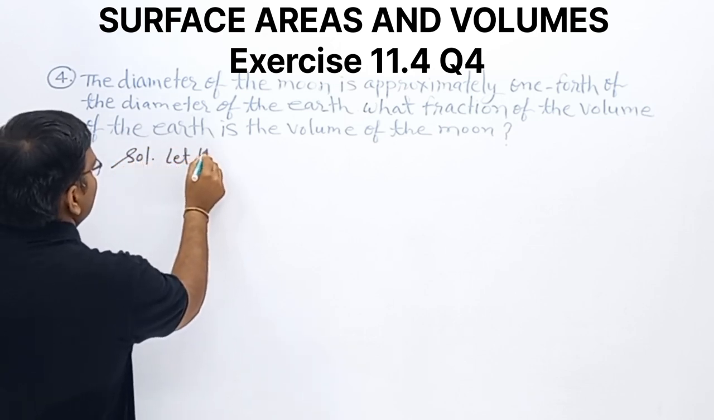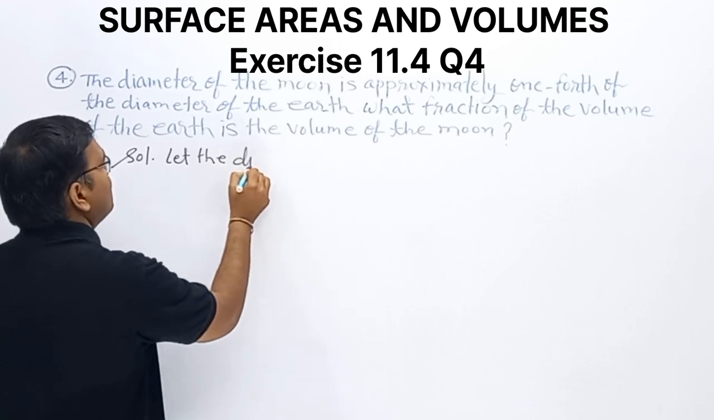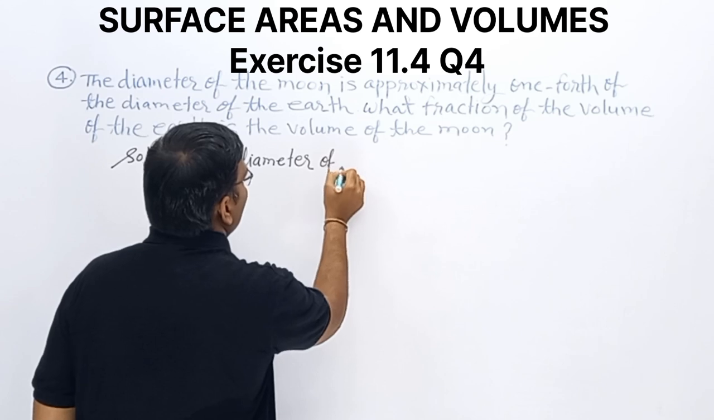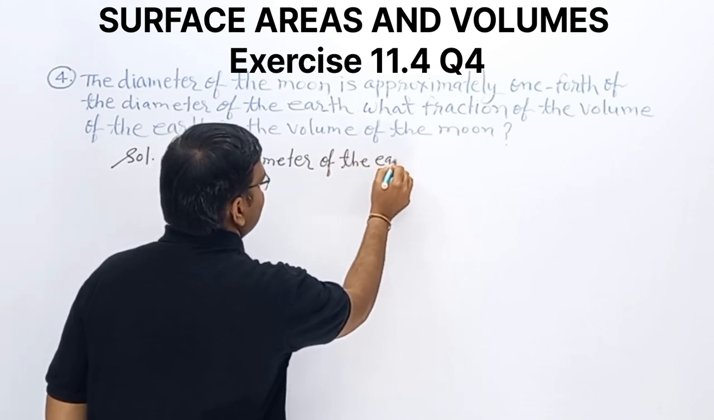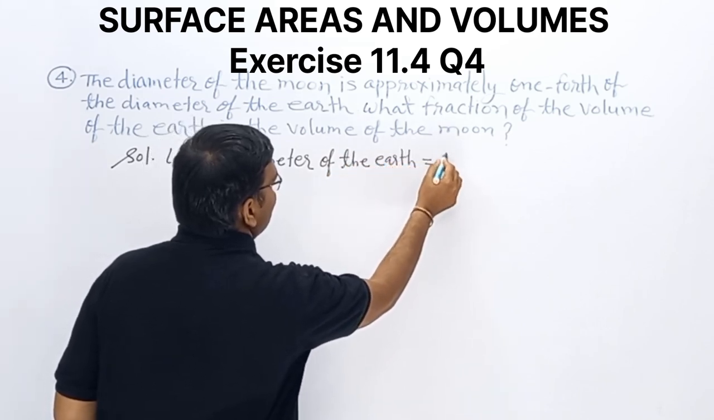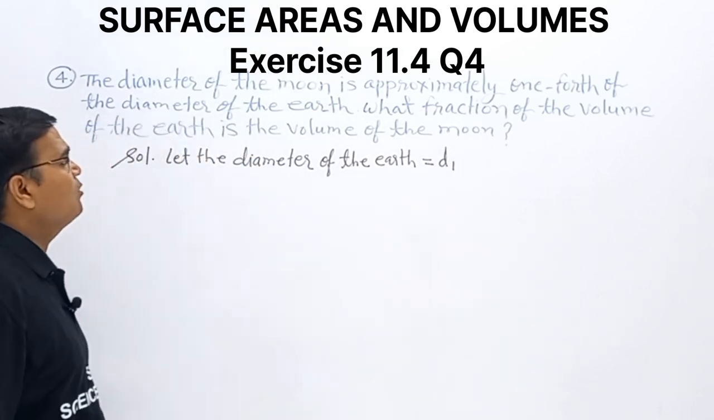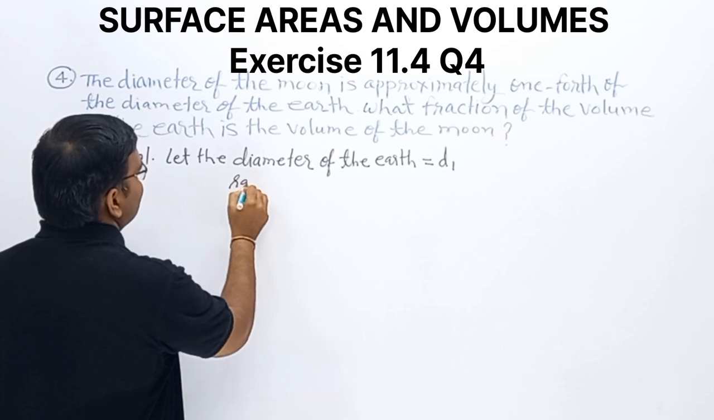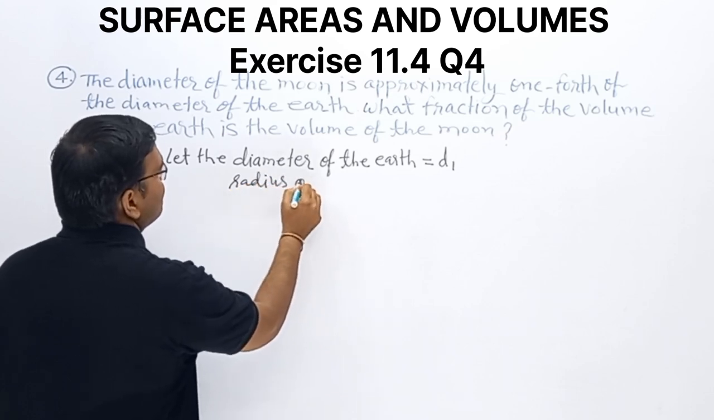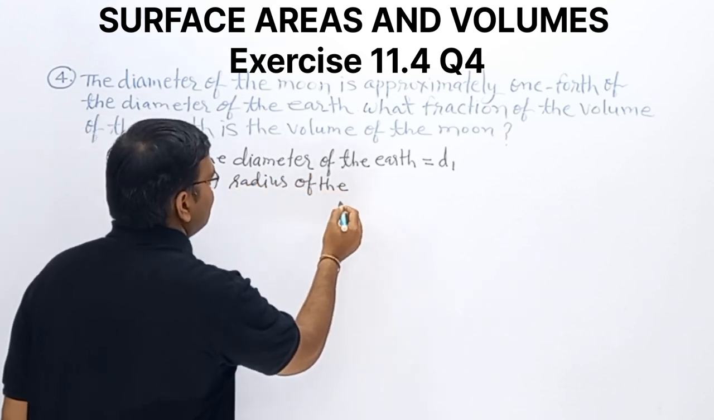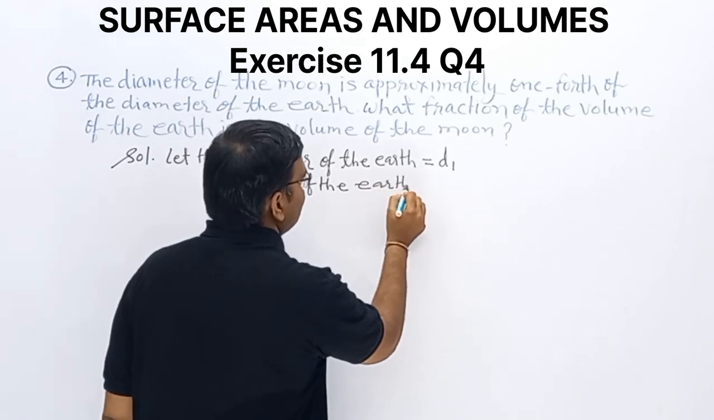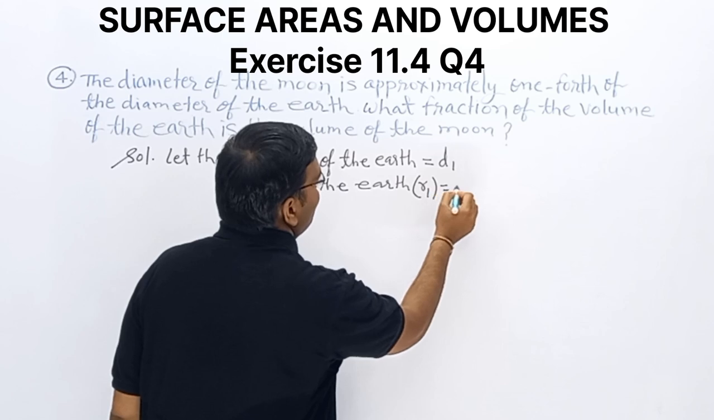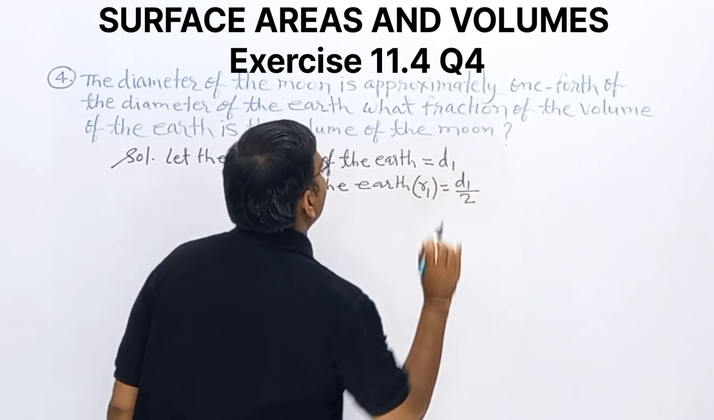Let the diameter of the earth equal d1. So the radius of the earth will be half of the diameter. I am taking this one as r1 equal to d1 by 2. Clear?